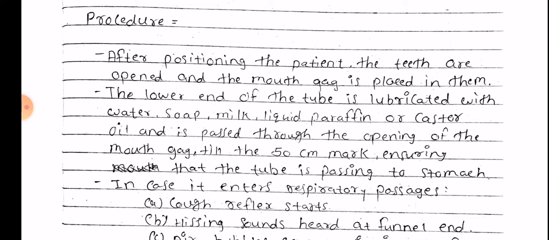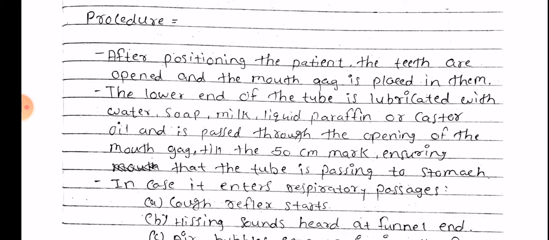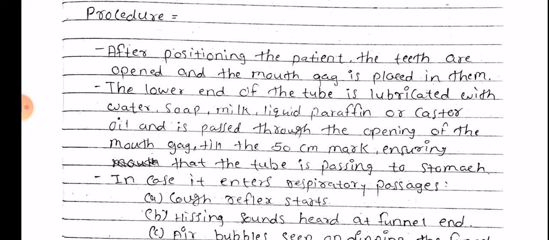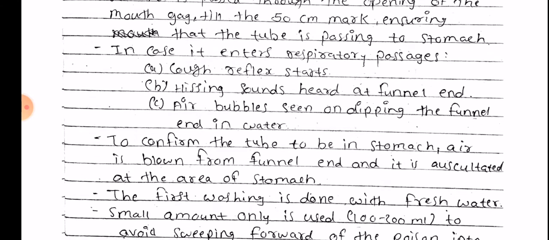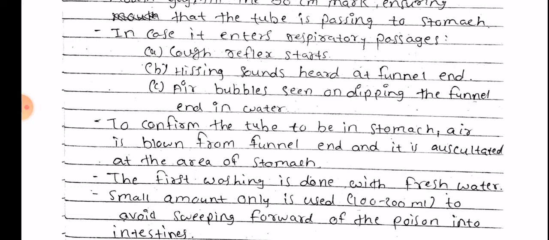The lower end of the tube is lubricated with water, soap, milk, liquid paraffin or castor oil and is passed through the opening of the mouth gag till the 50 cm mark, ensuring that the tube is passing to the stomach. In case it enters the respiratory passages, cough reflex starts. Hissing sounds are heard at the funnel end. Air bubbles are seen on dipping the funnel end in water. To confirm the tube to be in the stomach, air is blown from the funnel end and is auscultated at the area of stomach.